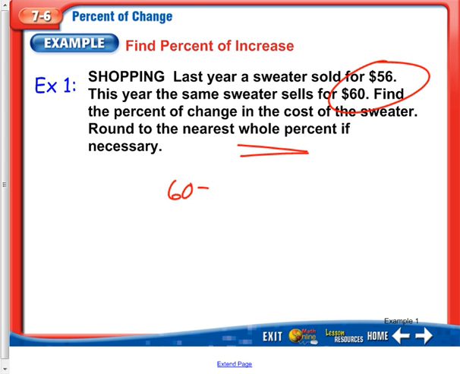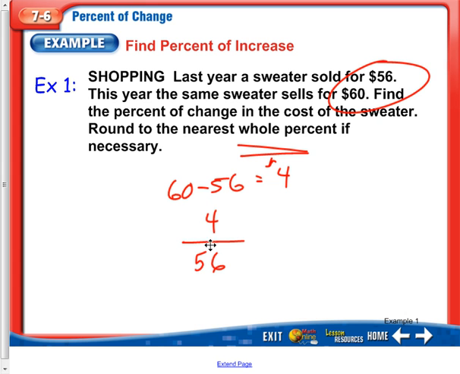Do 60 minus 56, okay? What did that change by? Well, you get 4. Change by $4. So we're going to put 4 on the top of the ratio, and then what is the original amount? Well, last year is always the original compared to this year. Or yesterday is always the original compared to today. Or 10 minutes ago is the original compared to now. So what is the original amount? It would be the $56. Not because it's less, but because it was last year's price.